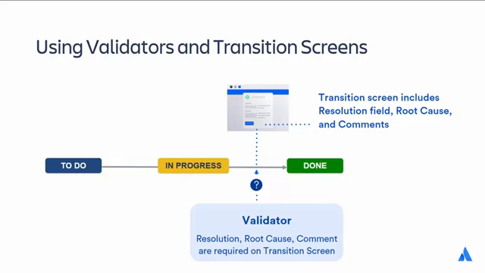But you can put other fields on a transition screen and require them with a validator. Transition screens plus validators provide a way to make fields mandatory at any point in your workflow, rather than at the time of issue creation. This also provides the flexibility to clear field values on a certain transition and then make them mandatory again later in the workflow. To make a field mandatory during a workflow transition, you use a validator and a transition screen together.